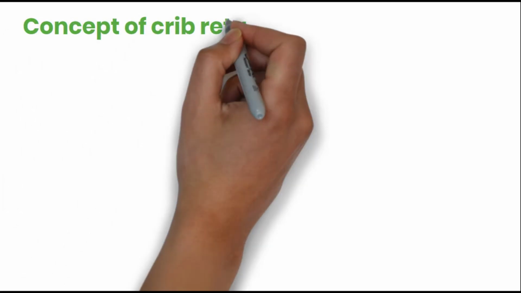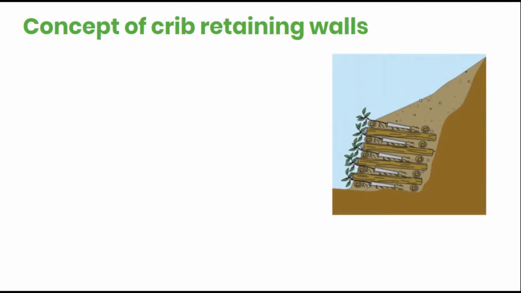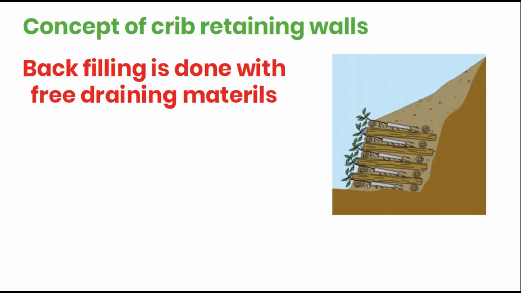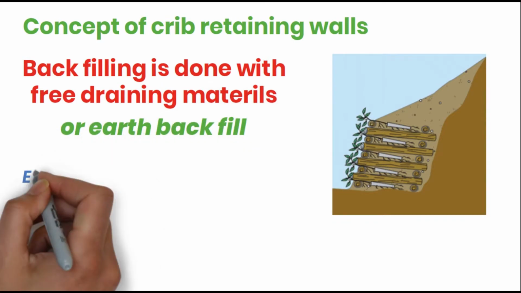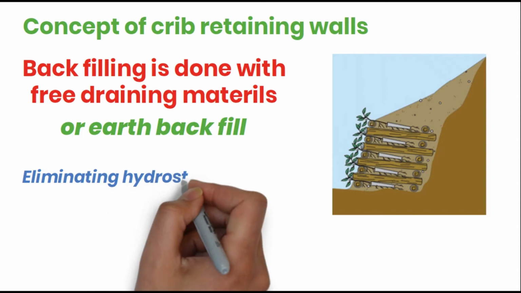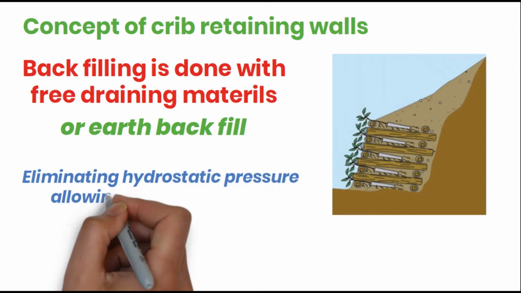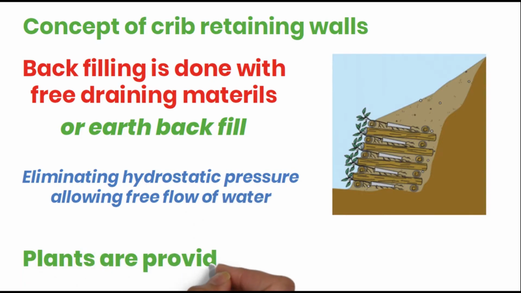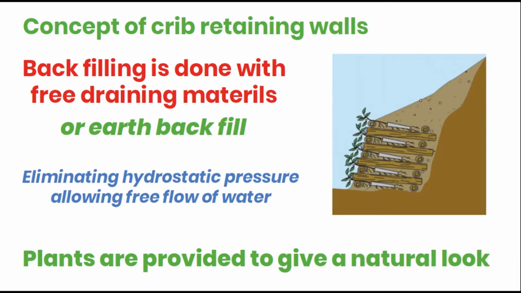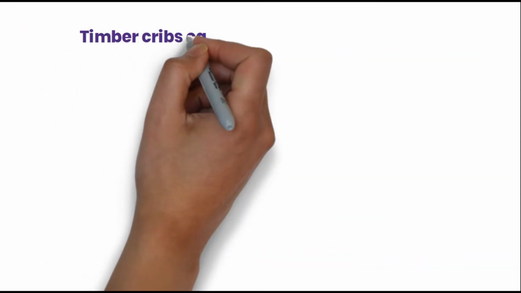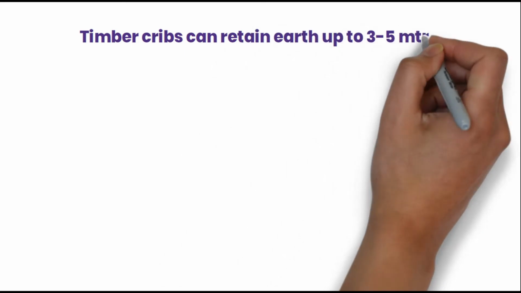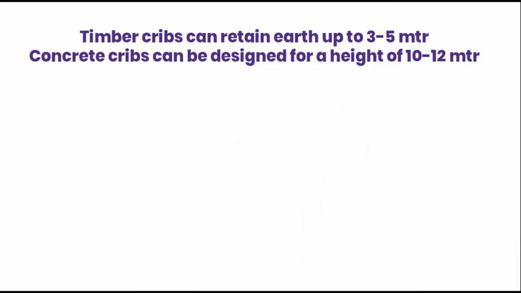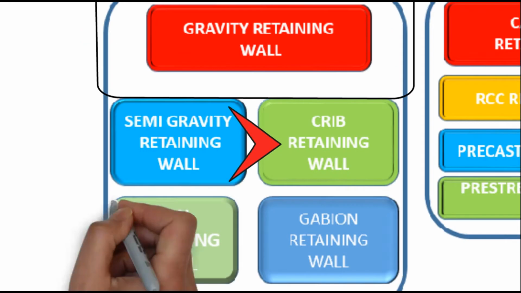What is the concept of a crib retaining wall? Just go through this picture. Backfilling is done with free draining material or sometimes earth. By doing this, we can eliminate hydrostatic pressure, allowing free flow of water. This reduces the load on this particular wall, and sometimes plants are provided to give a natural look. The timber cribs can retain earth up to 3 to 5 meters. They are used normally in garden landscaping and all, and concrete cribs are designed up to a height of 10 to 12 meters.